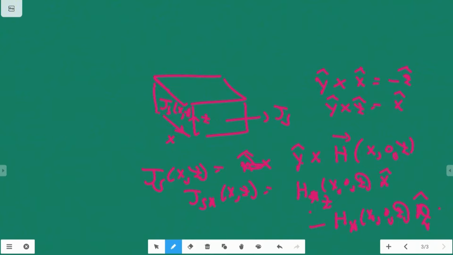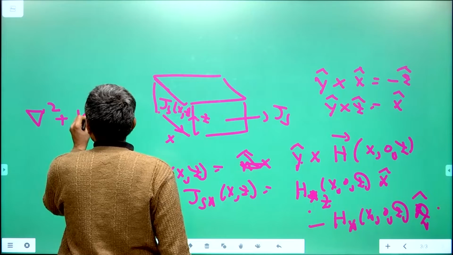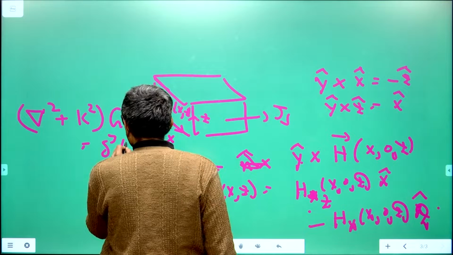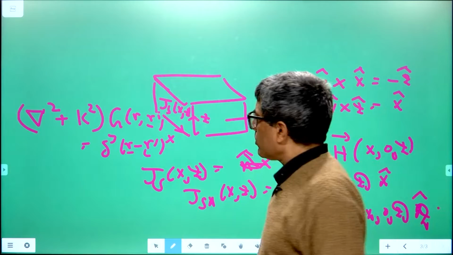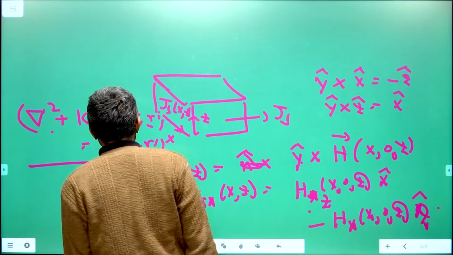simply use the retarded potential of the Green's function of the Maxwell's equations. If you look at the Maxwell's equation, or for that matter the wave equation, 3-dimensional wave equation, and suppose you look at its Green's function. It will be given by g of r, r prime is equal to delta 3 of r minus r prime. If you know the solution to this Green's function for the 3-dimensional Helmholtz equation, or equivalently if you go to the time domain, the 3-dimensional wave equation, then with the given boundary condition, you can calculate the radiated fields produced by any source.